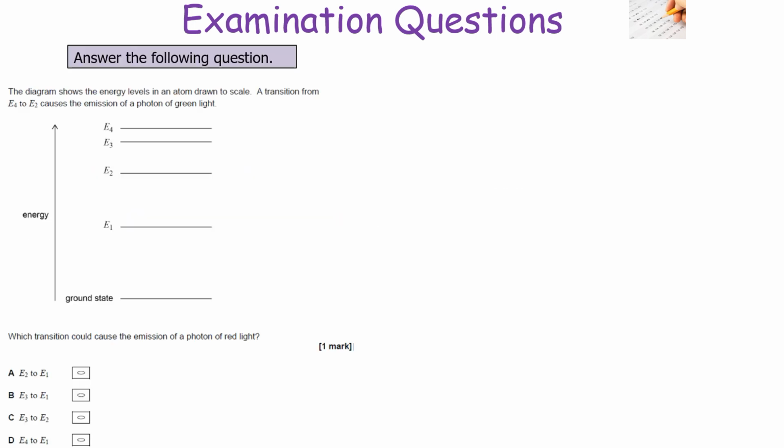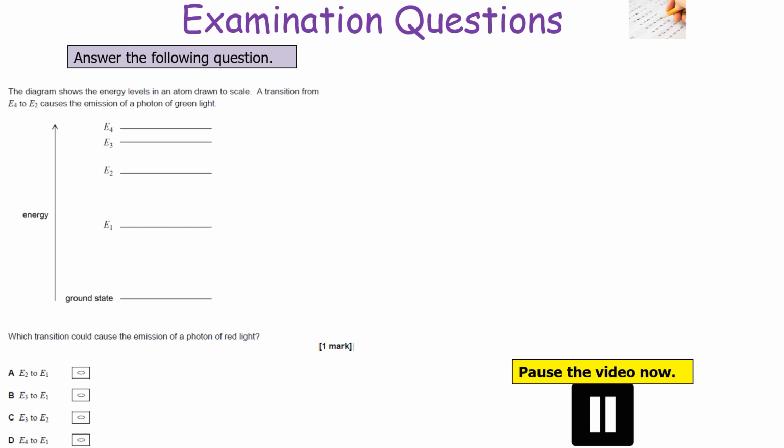The next question says, this diagram shows the energy levels in an atom drawn to scale. The transition from E4 to E2 caused the emission of a photon of green light. Which transition could cause the emission of a photon of red light? So pause the video now, then unpause the video when you want to go through your answer.